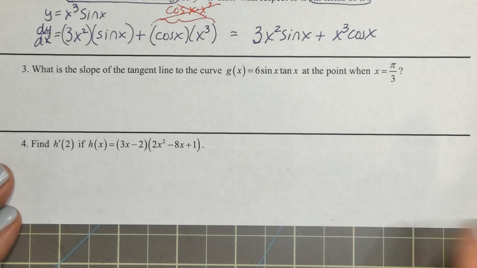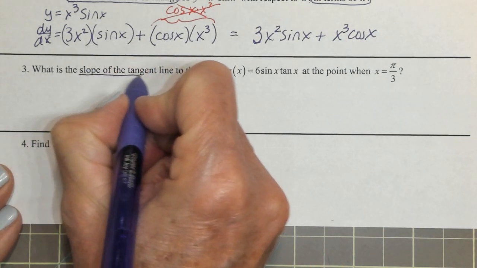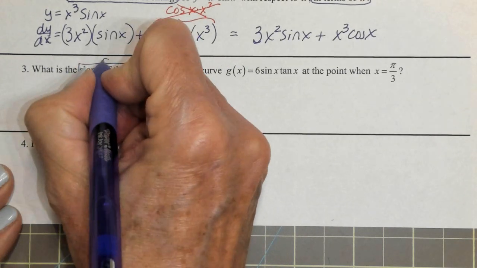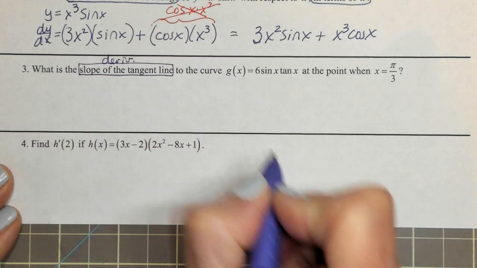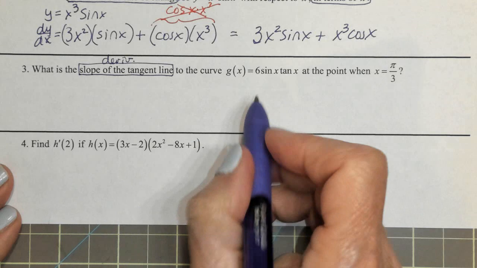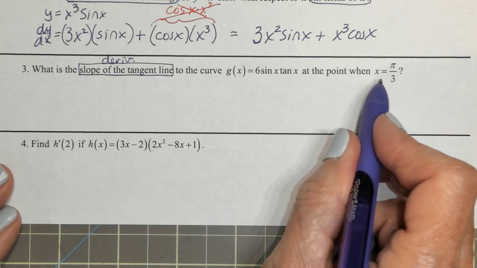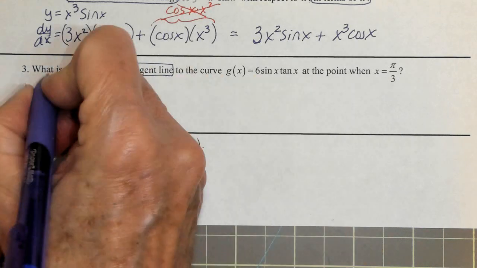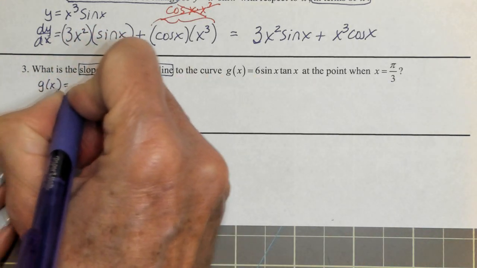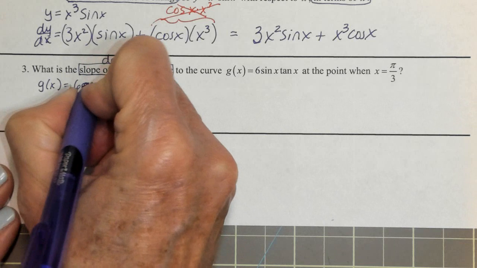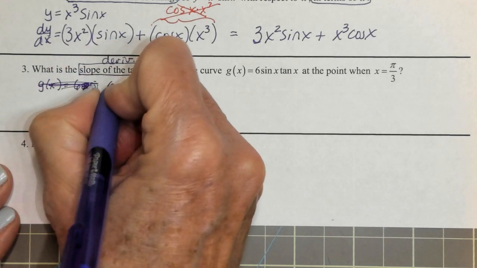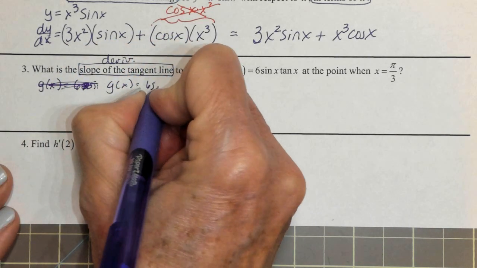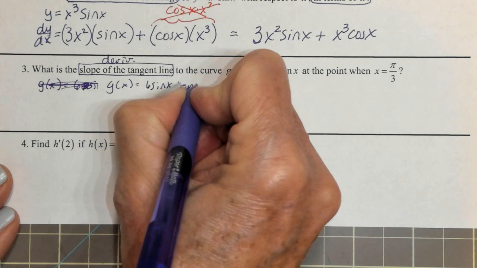All right. Number 3, what is the slope of the tangent line? Slope of the tangent line is one of our meanings of derivative. So what is the slope of the tangent line to this curve at the point when x is pi over 3? Okay. Well, g of x is 6 sine x tangent x.